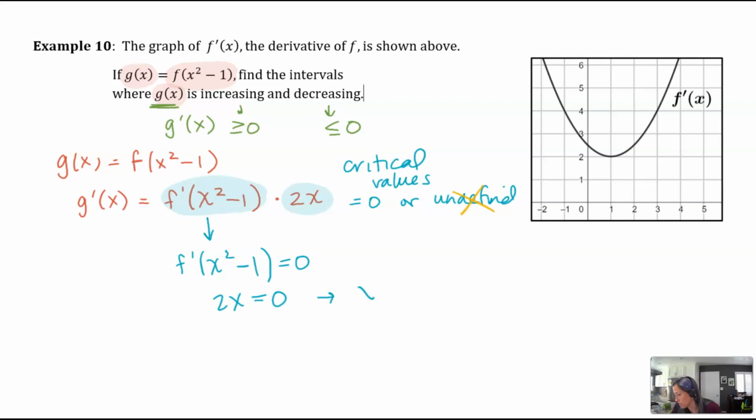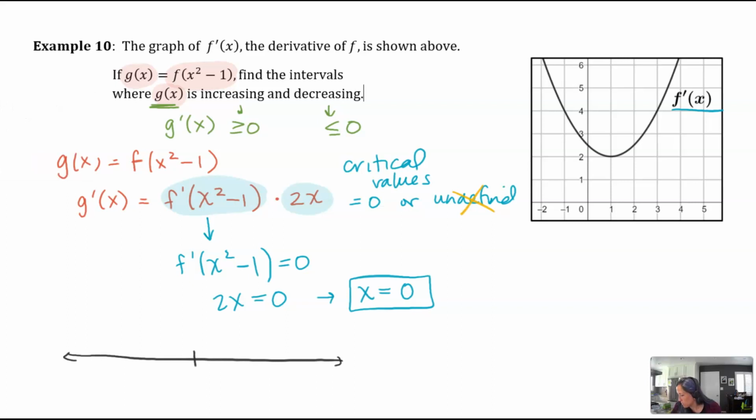Well, that bottom one's super easy to solve. I can divide that through by 2, and I get x is equal to 0. And then my f prime, well, ignoring the inside function for a second, f prime was never equal to 0, right? It never crossed the x-axis. Okay, so I think that would mean I only have one critical value. f prime never equals 0, and 2x equals 0 when x is equal to 0. So we've got our critical value, just the one. That's it. I'm boxing it like we're done, but we're not done. We're not done at all.